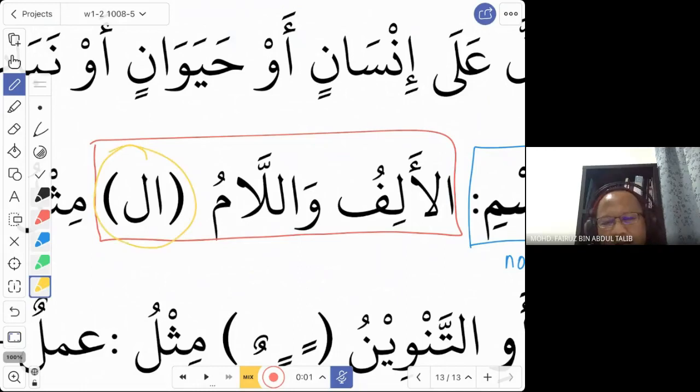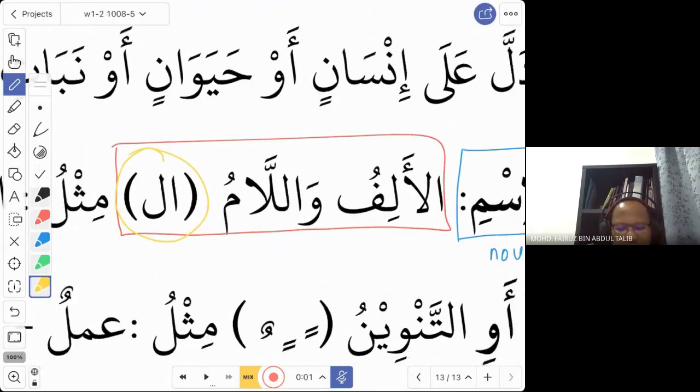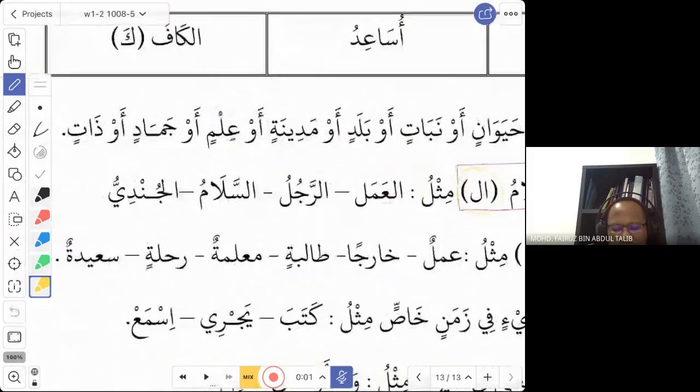Al-bayt, al-madrasa, al-jannah, al whatever al, right? All of this alif lam al-qamariyah and alif lam shamsiyah. So whenever you see a word with alif lam in front of the word, then that word is always an isim. Okay, is it okay? Every time you see al, you know this is a noun. This is an isim. So these are some examples of the noun.